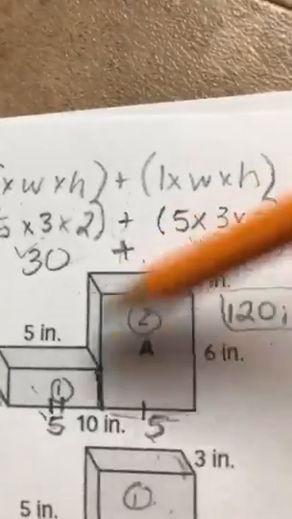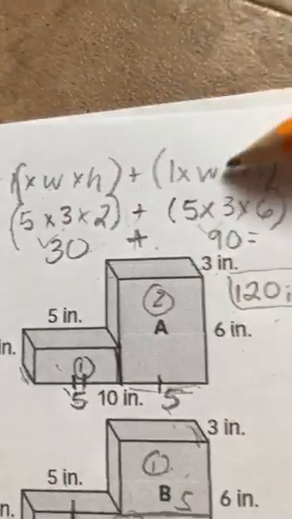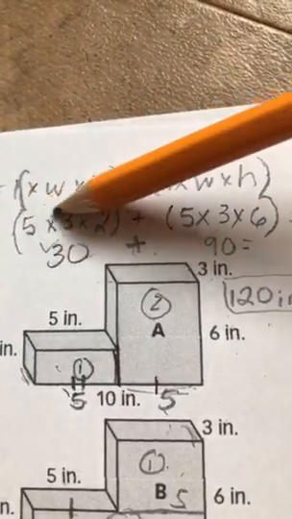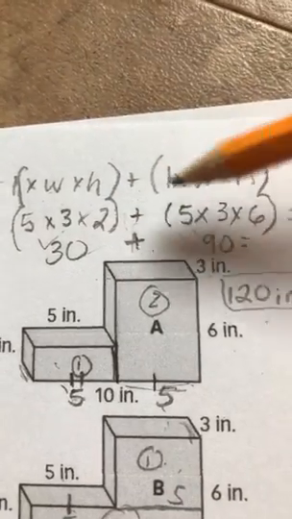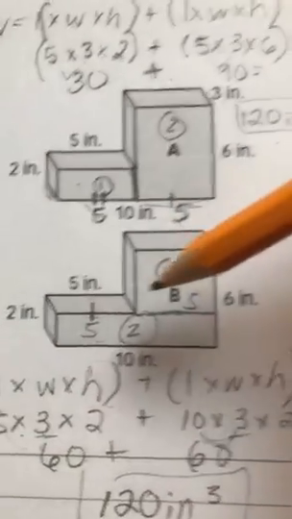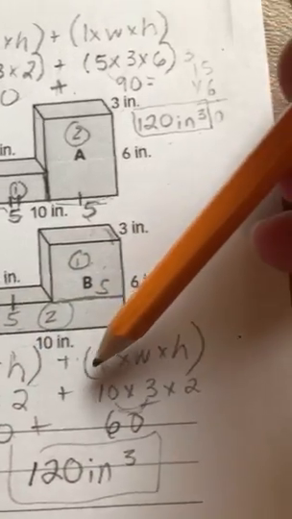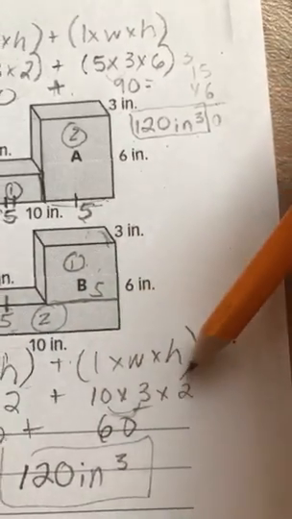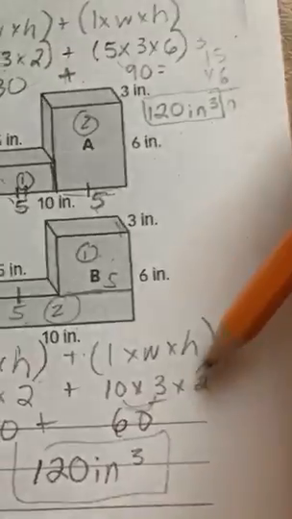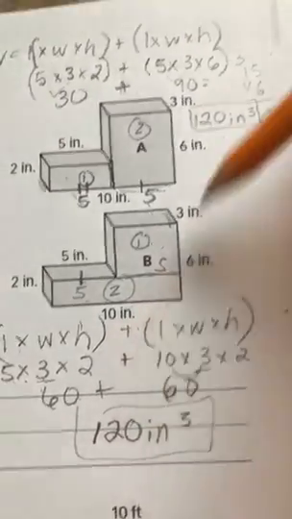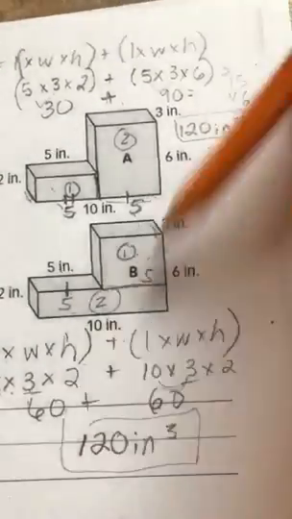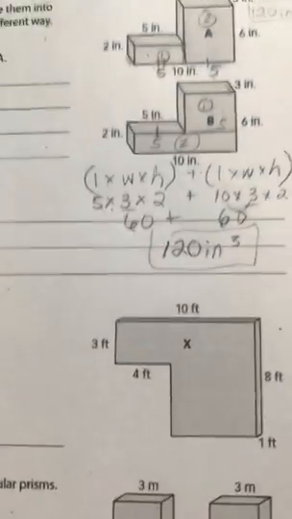So what you should notice is here I partitioned it going up and down, and I came up with this formula. 5 times 3 times 2 plus the product of 5 times 3 times 6, I got 120. Here I decided to partition it going the other way, and I came up with 5 times 3 times 2 plus the product of 10 times 3 times 2. When I joined it together, I still got 120. So either way I chose to partition it, I got the same total volume.